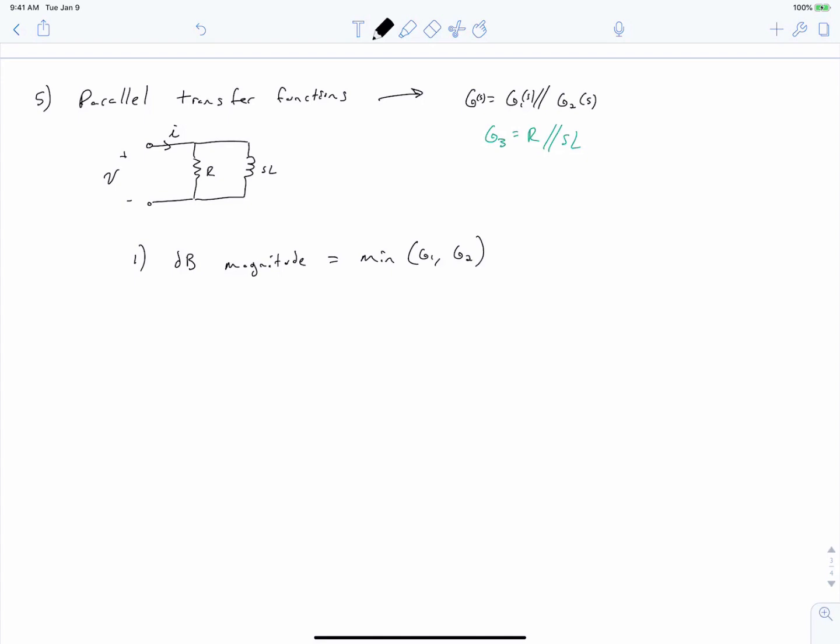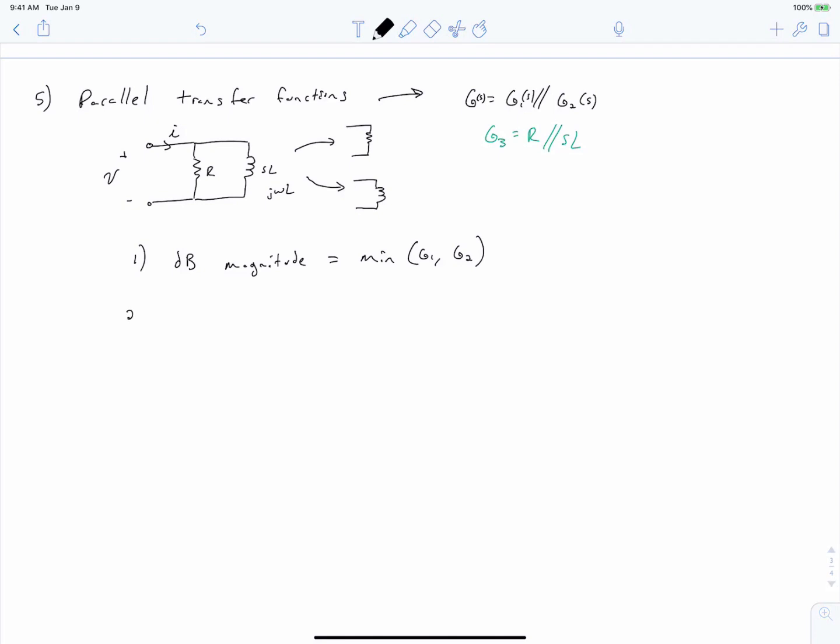And this makes sense. This is saying that if R is much, much less than J omega L, this circuit is effectively going to look like a resistor. But if J omega L is much, much less than R, this circuit is going to effectively look like an inductor. And we know this intuitively from our classes in circuits, that if you have two parallel components and one component is much, much smaller than the other one, the impedance ends up looking like the smallest component, approximately.